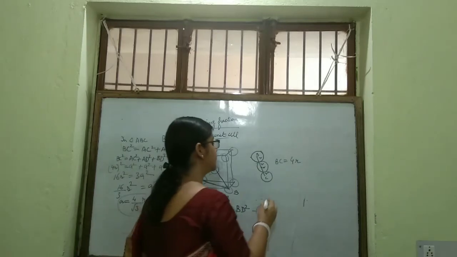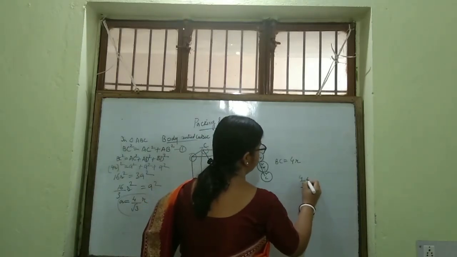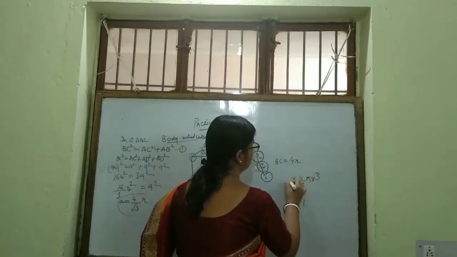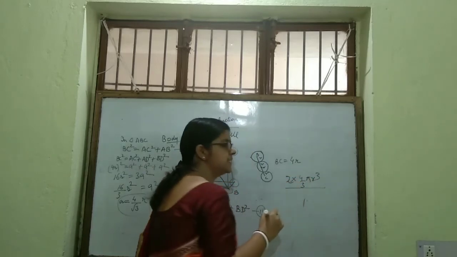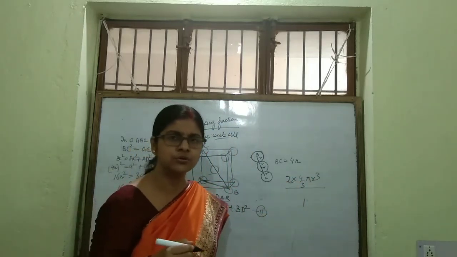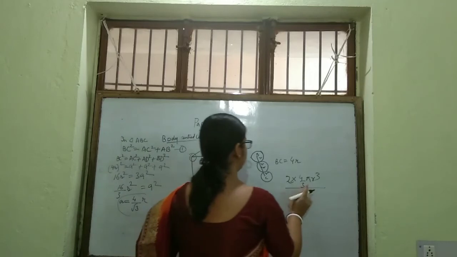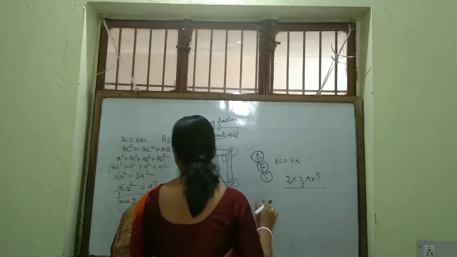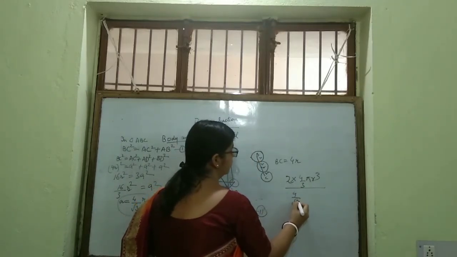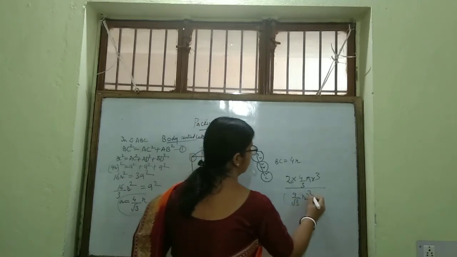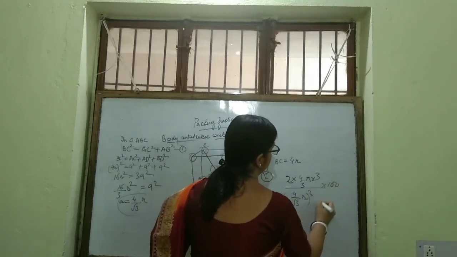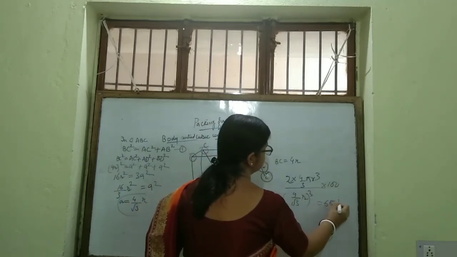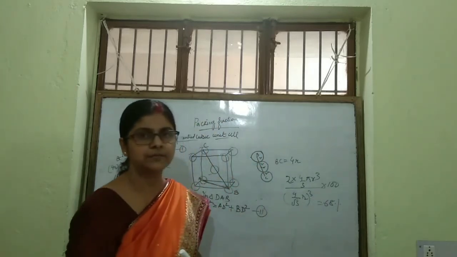The volume of the sphere will be 4 by 3 pi r cube into 2, since in BCC the number of particles is 2, divided by the volume of the cube, which is a cube, that is equal to 4 by root 3 r whole cube into 100. You will be getting 68% over here. Okay.